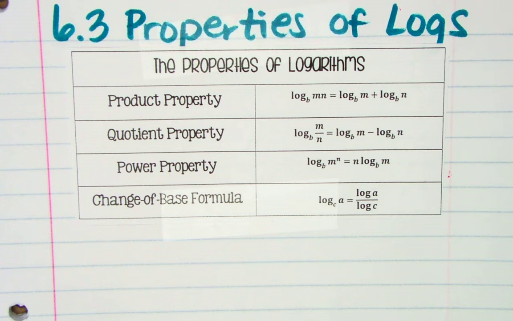You know, if you multiply x to the fifth power times x to the third power, it's up here on the front board, you add your exponents. Same thing. Product property, when you see two things multiplied together, you can add those two logs.